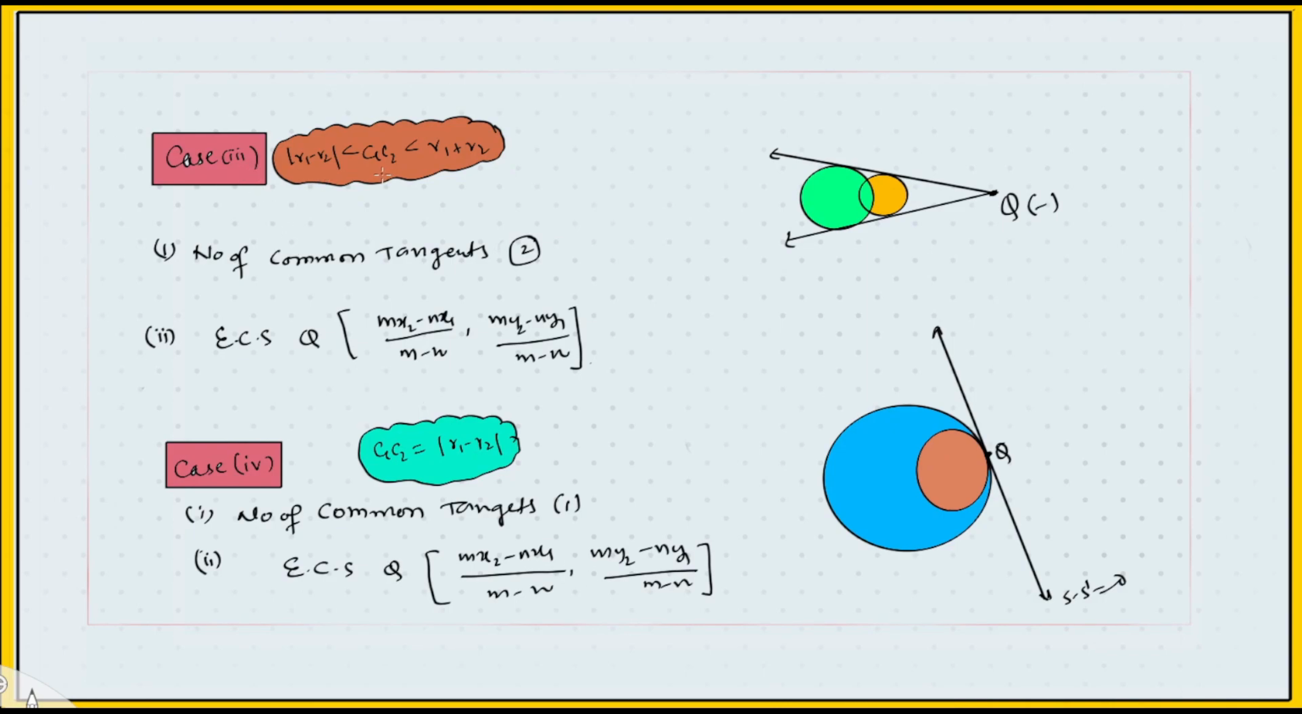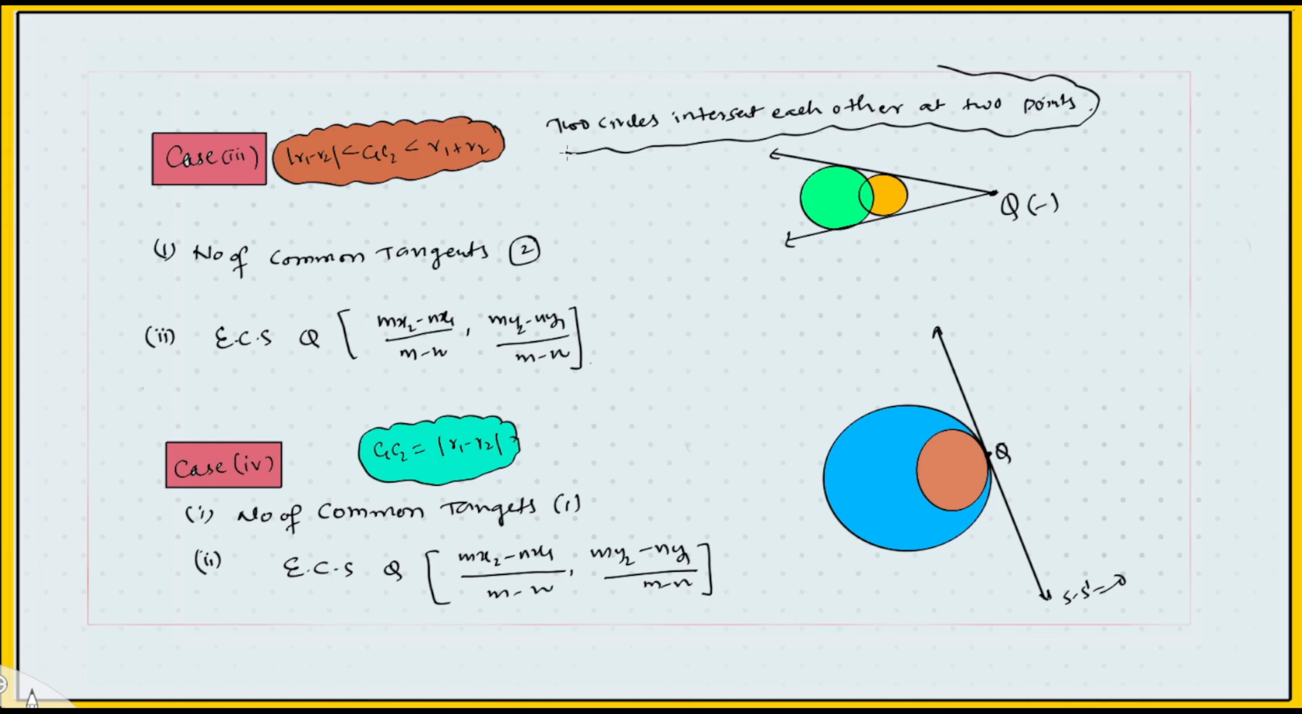Next, case 3. If C1C2 lies between mod R1 minus R2 and R1 plus R2, that is, C1C2 is greater than mod R1 minus R2 and less than R1 plus R2, then the two circles intersect each other at 2 points. Given two circles intersect each other at 2 points, and the number of common tangents?